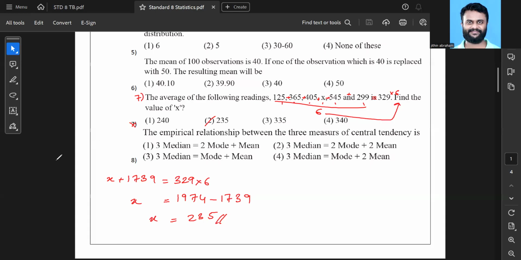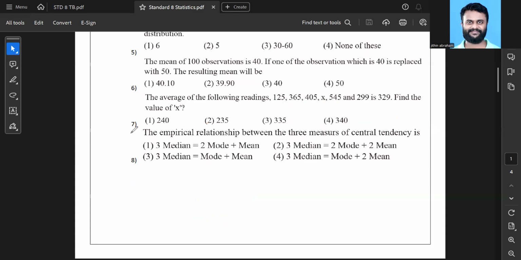Okay, let's proceed further now. Eighth question. The empirical relationship between three measures of central tendency is.